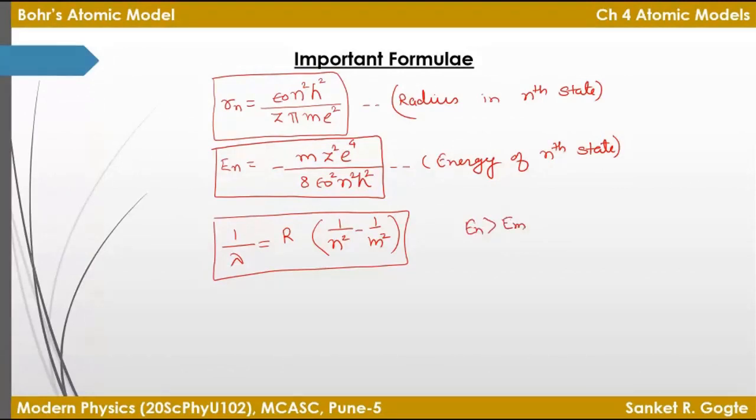So when the atom de-excites from a higher energy state to a lower energy state, it emits a photon, and the frequency of the photon is given by En minus Em equal to h nu. Now you can rearrange this equation, use the relationship for En and Em, and arrive at this equation which I have written in the box, right? With R as the Rydberg constant, which is equal to, what is it?